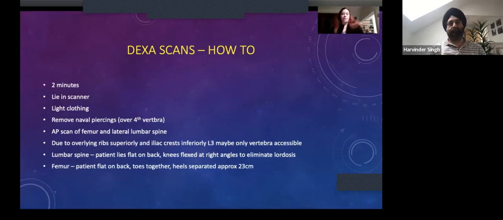A DEXA scan will take around about 2 minutes. The patient lies in the scanner in light clothing. If performing a scan of the femur, this is an AP scan, and if it's of the lumbar spine, this is lateral.